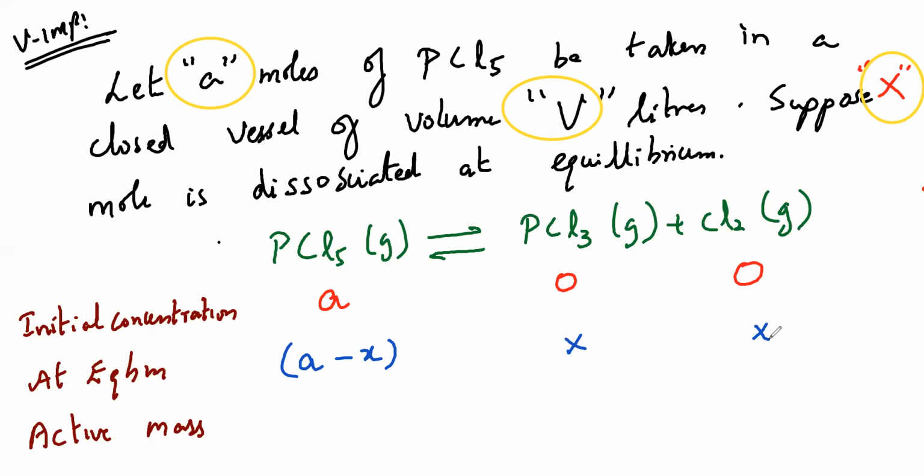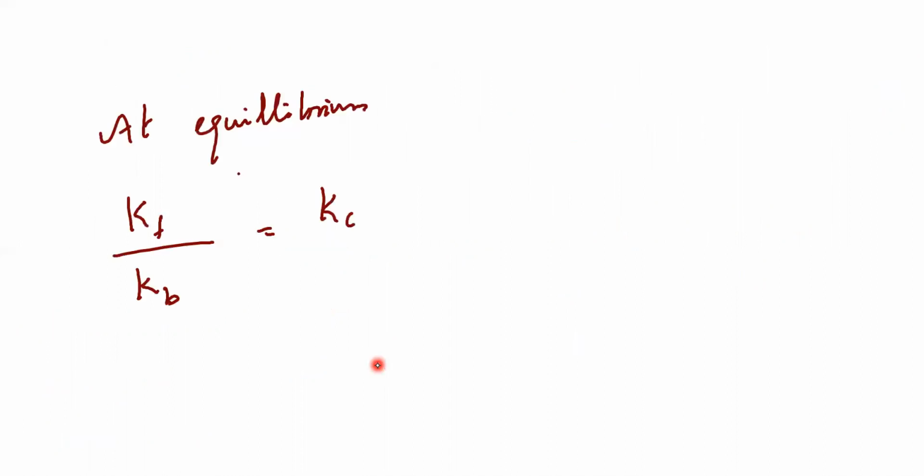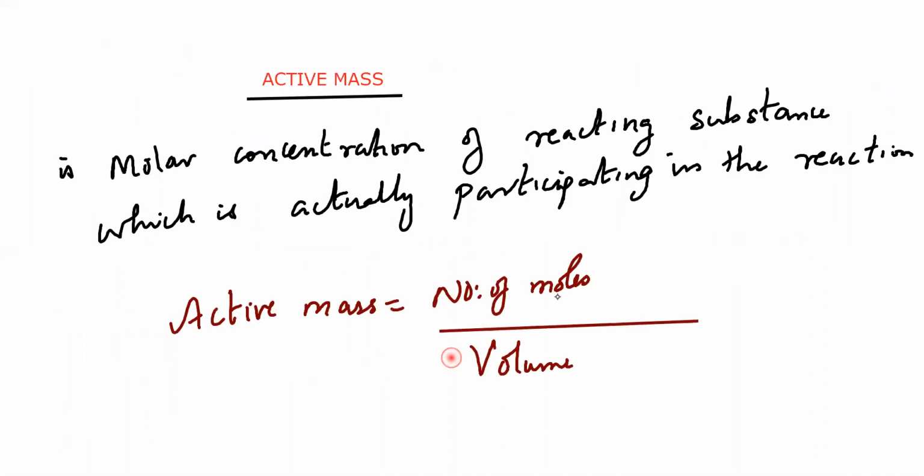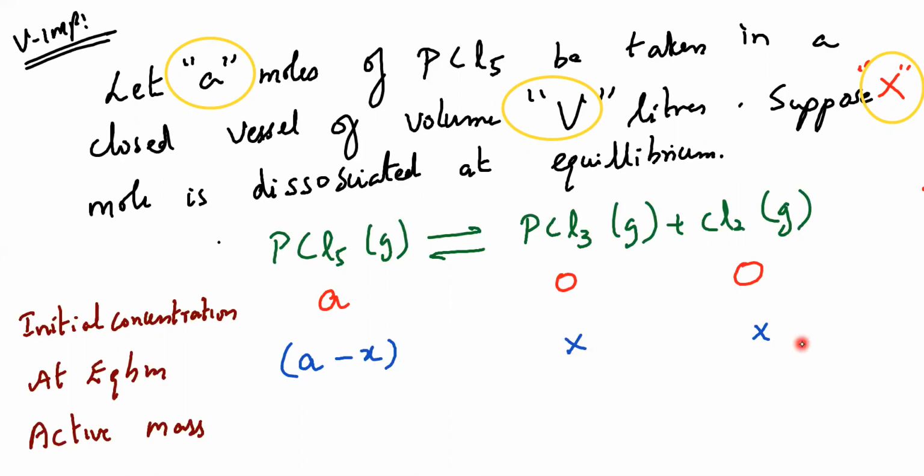Active mass is nothing but this by volume. We had the formula, right? Number of moles by volume. So A minus X by volume. Here will be X by V. Very easy stuff to remember. A minus X by V, and this is X by V, and this is also X by V.